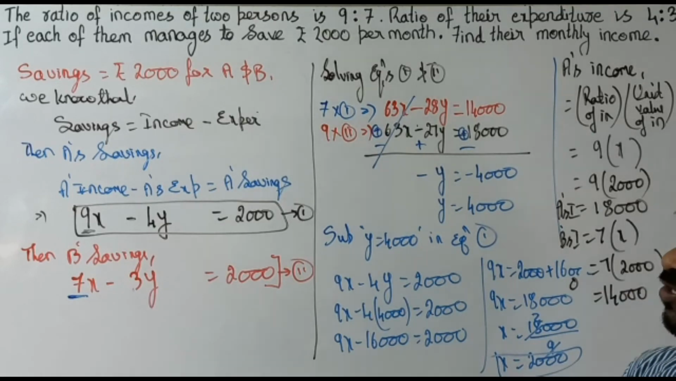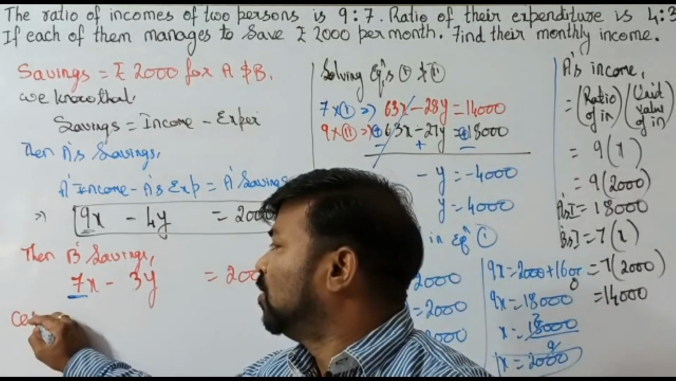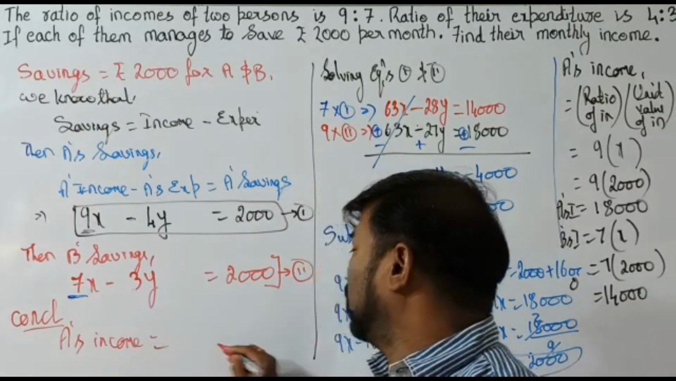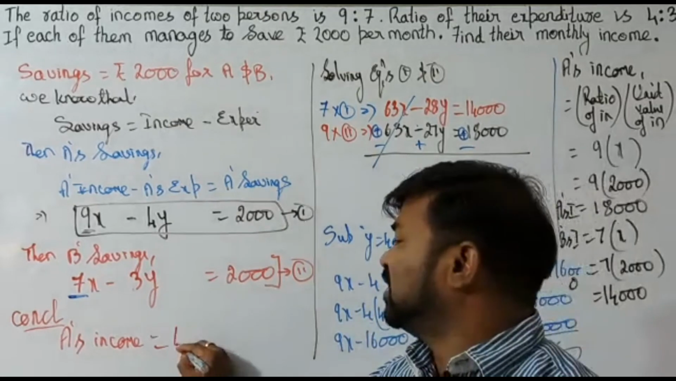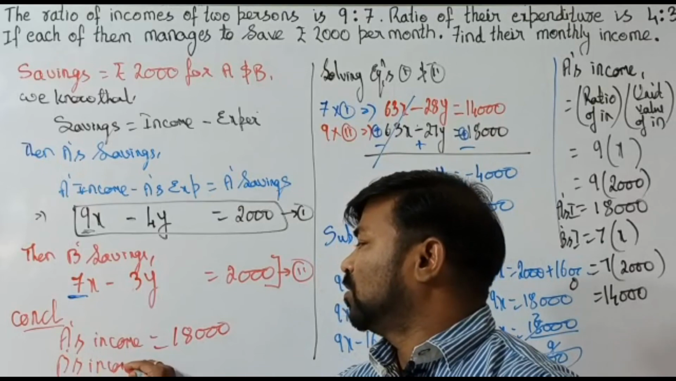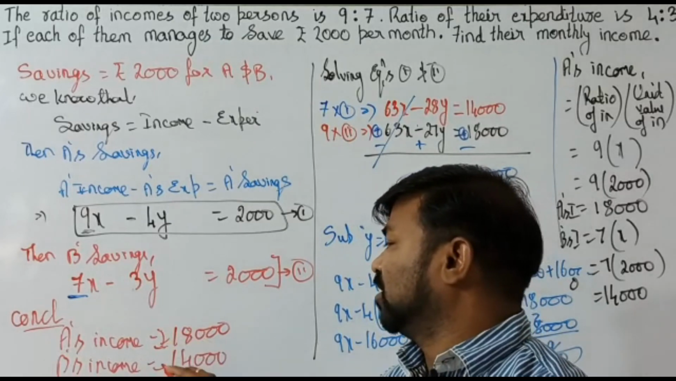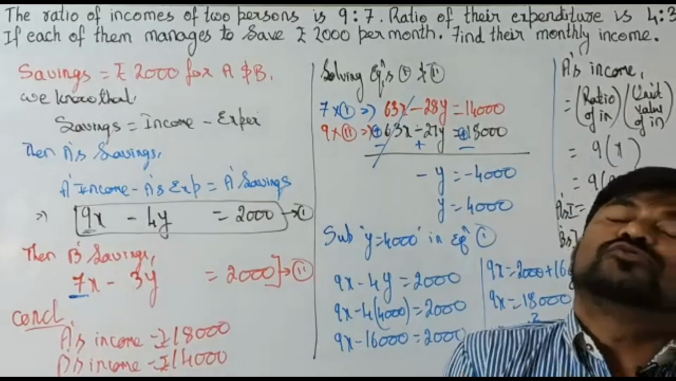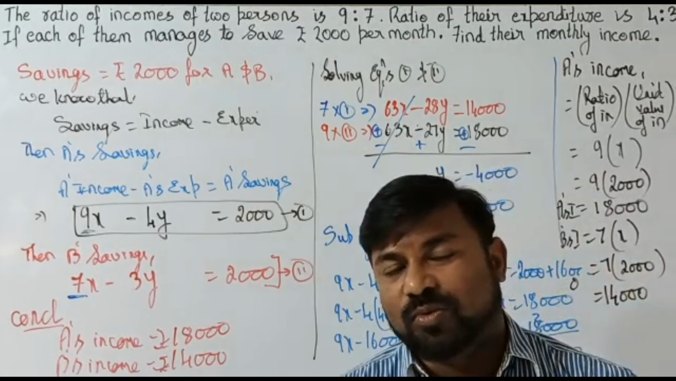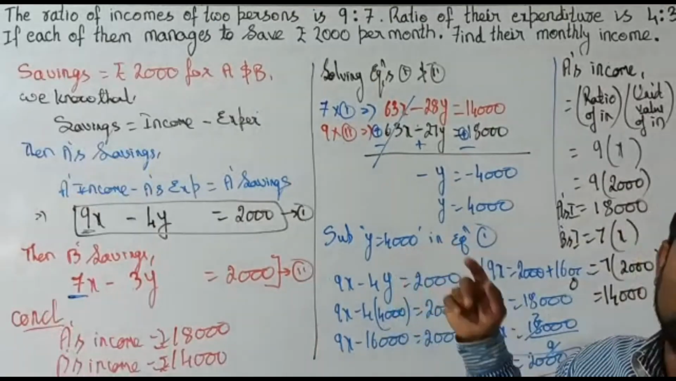Okay, so what conclusion are we making? A's income equals 18,000 and B's income equals 14,000. It's rupees here. Now if you want to verify that, we got A's income and we got B's income, and we have to verify this. What is the procedure to verify? What's the value of y we got? It's nothing but 4,000, right?